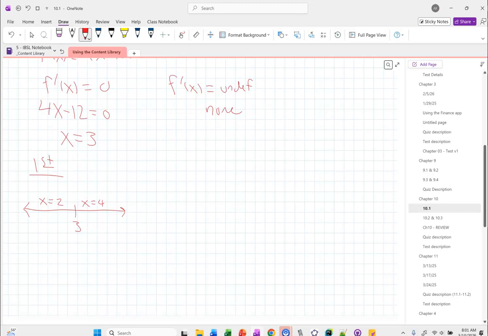All right. What I do then is I'm going to take those test values and plug them into the first derivative. Now, I could compute the actual number, but I don't really care about the number. What I care about is if the derivative is positive or negative. So that's really all I'm going to worry about. So if I plug 2 into the derivative, 2 times 4 minus 12 is negative, right? 8 minus 12, that's negative. If I plug 4 into the derivative, 4 times 4 minus 12 is positive.